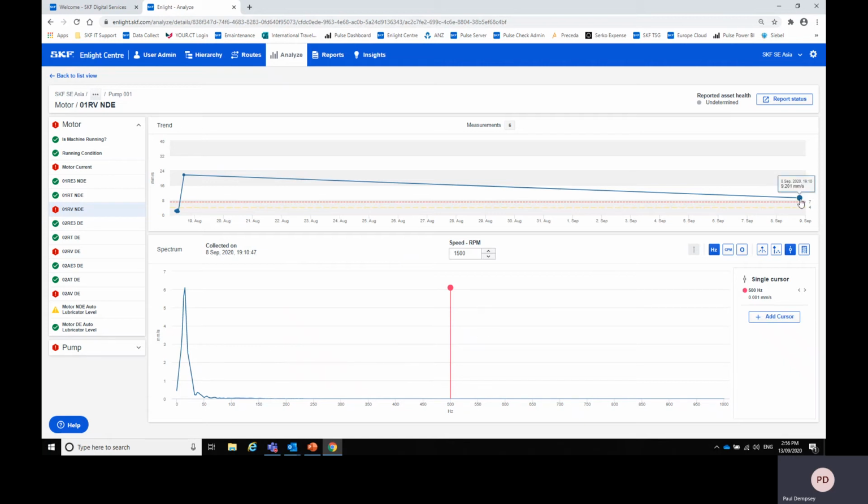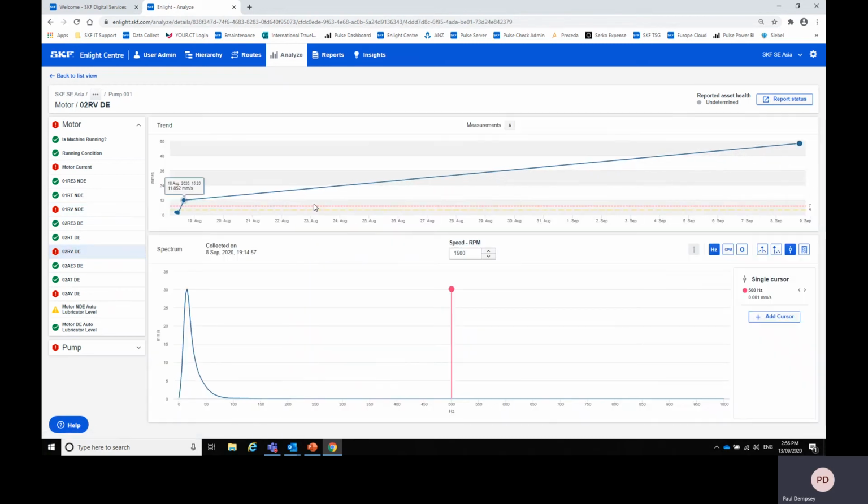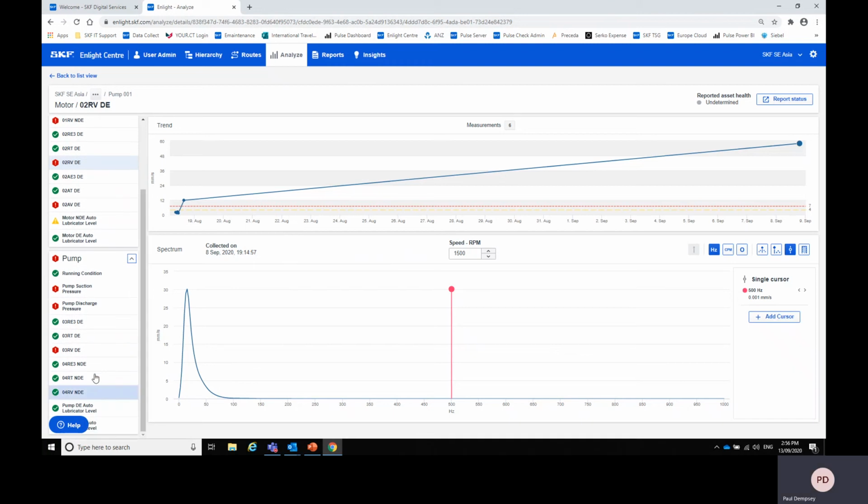But when you do have a problem, the normal thing that SKF would do is to look at the spectrum and diagnose what's causing that problem. We have also some other vibration points here which are showing some increases and they're above alarm. So it's very easy to drill down and be able to tell where the problems are.